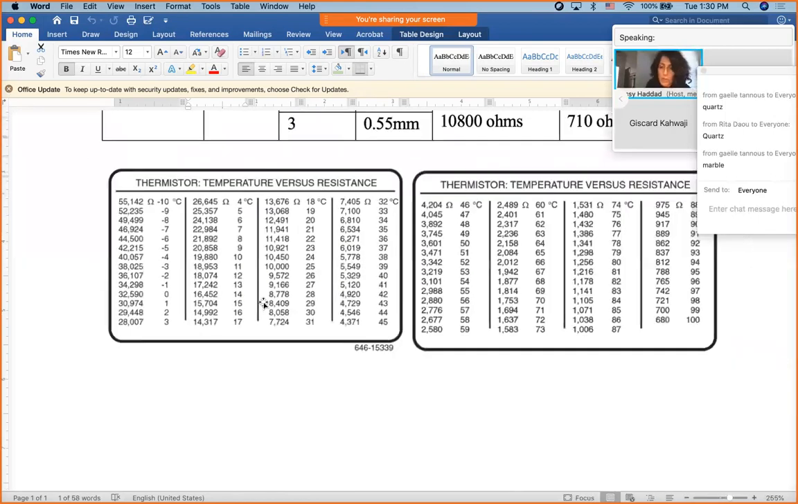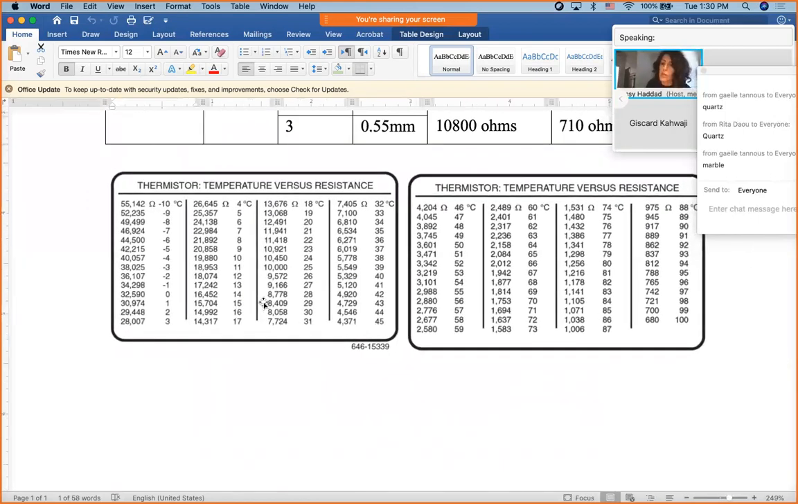This chart is from Pasco, the same exact chart I had on my bench. On one side, you can see the temperature from -10 to 45, and on the other side from 46 up to 100, because you're interested in room temperature, your initial, and a temperature close to 100 when steam starts getting collected.